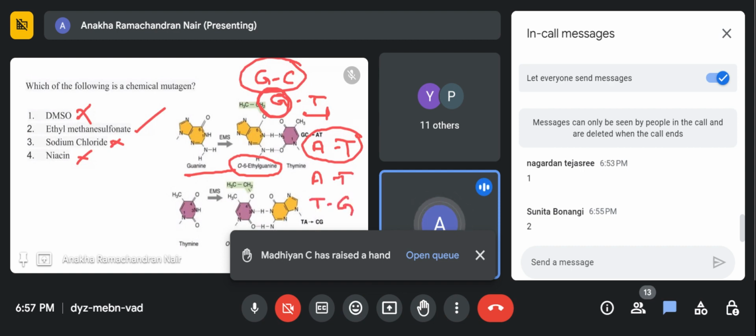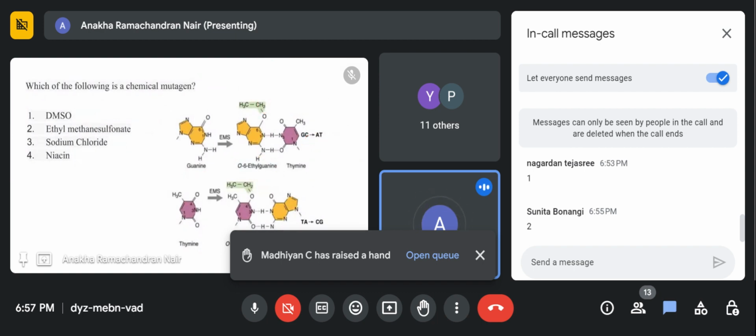Okay, again when this is repaired, this T will be converted to C because the cell will perceive that the G was there originally. So an AT will be converted to GC, and depending on whether it is in a coding region and whether it codes for an important amino acid in an enzyme or a protein, it can lead to phenotypic changes. That can be deleterious in effect. So the correct answer is ethyl methane sulfonate. Let's move on to the next question.